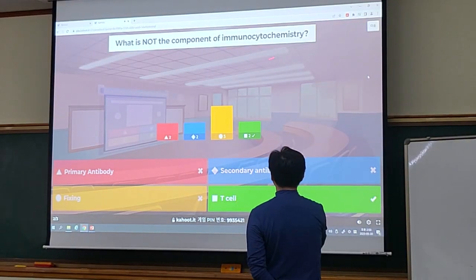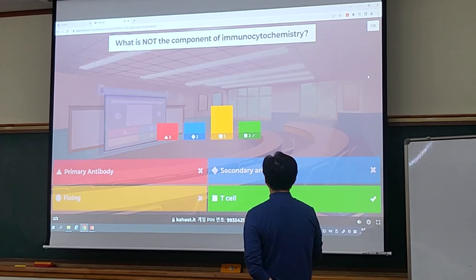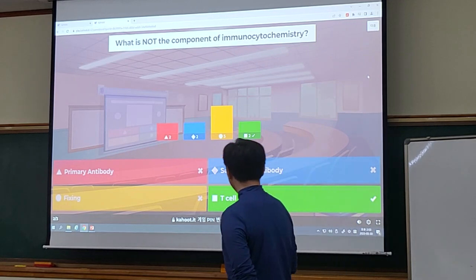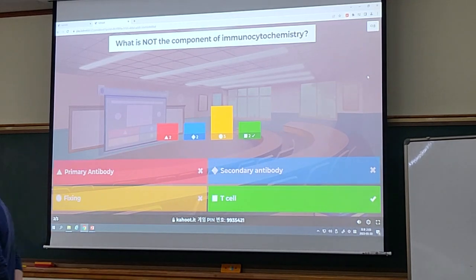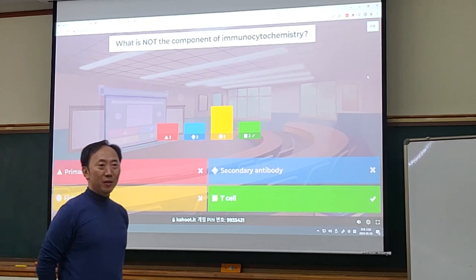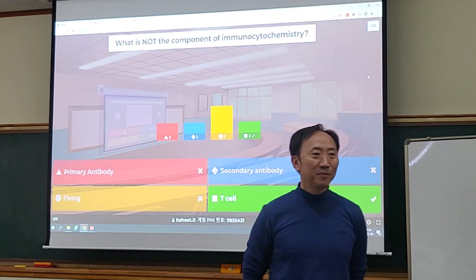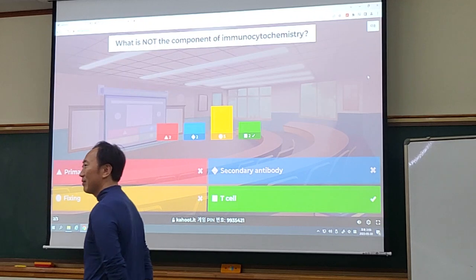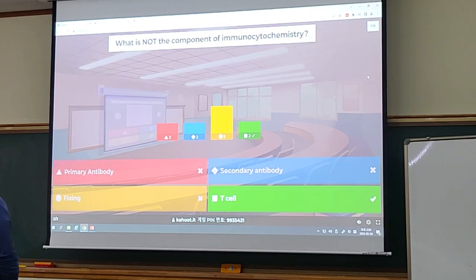Okay, in immunocytochemistry, immuno means antibody, cyto means cell, and chemistry means something. In immunocytochemistry, you need to have an antibody, maybe one antibody or two antibodies. If you need to use two antibodies, which antibody should have the fluorescence, the colorful material? It should be the secondary antibody.